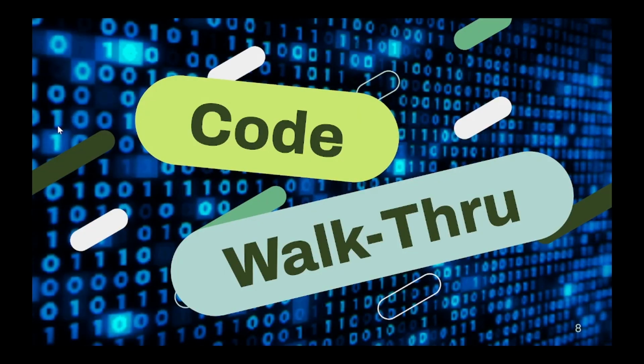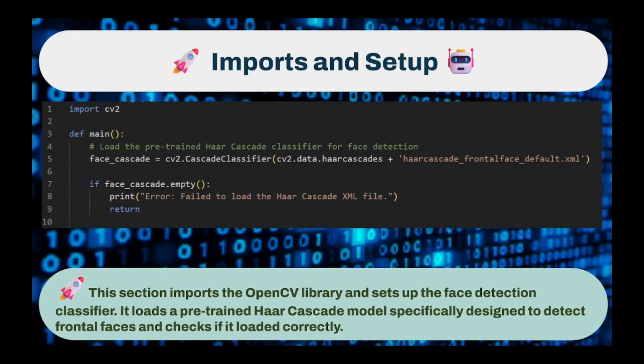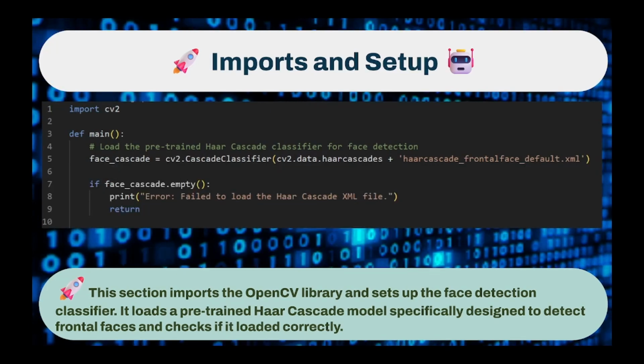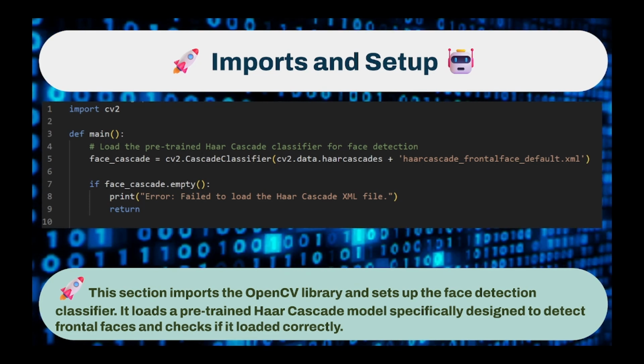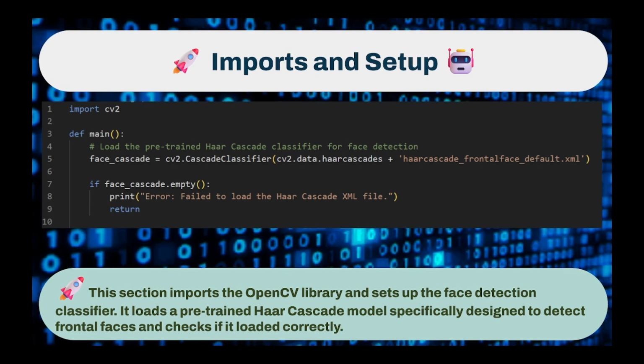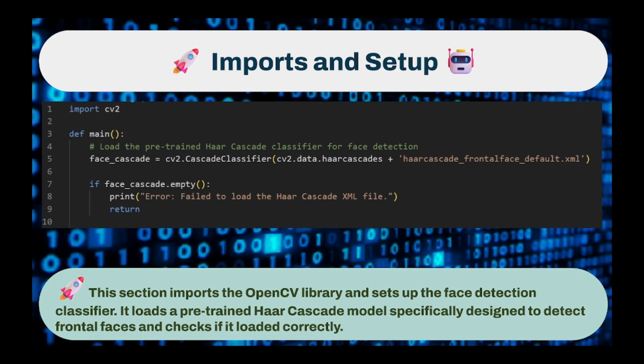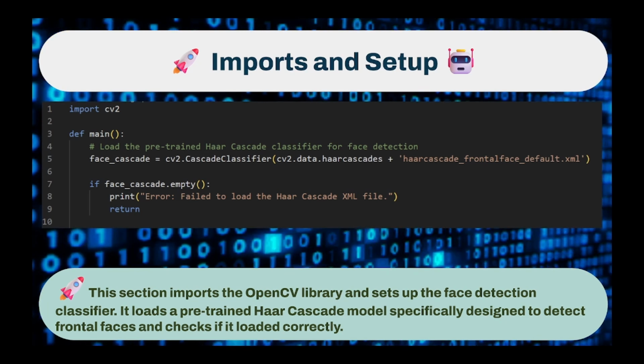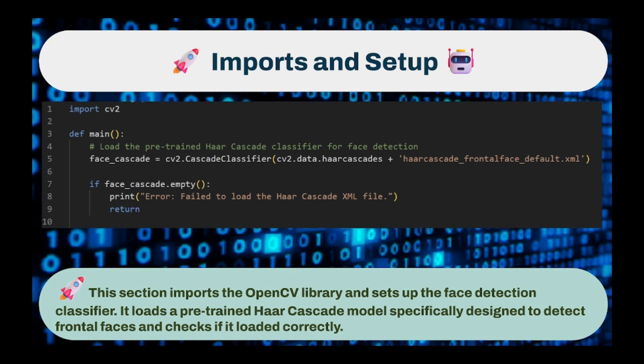So let's walk through the code we're doing today. So first off, importing and setting up. This section imports the OpenCV library and sets up the face detection classifier. It loads a pre-trained Haar cascade model specifically designed to detect frontal faces and checks if it is loaded correctly.